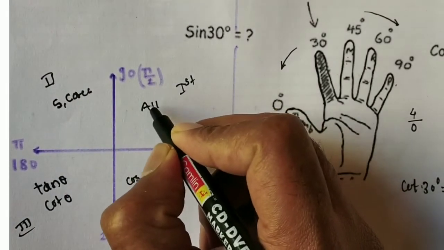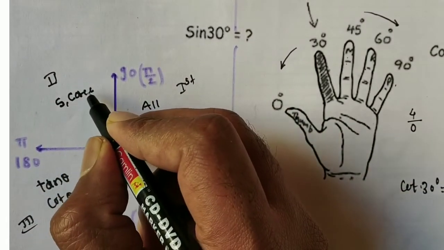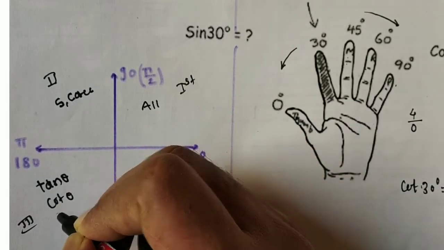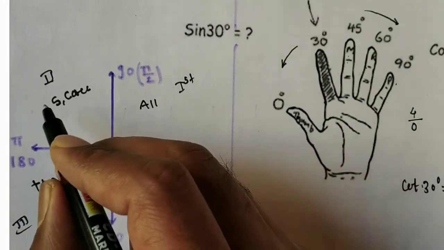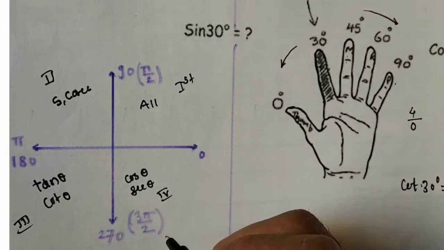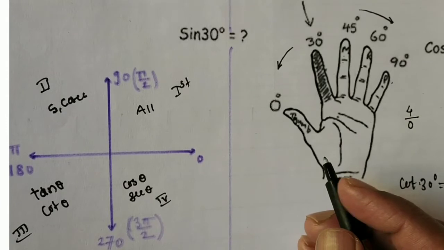So in the first quadrant all are positive. In the second quadrant sine and cosec are positive. Then in the third tan and cot are positive, and here cos and sec are positive. Remember it like this: all silver tea cup, all STC. Okay, now we will see how to calculate the sign of an angle.